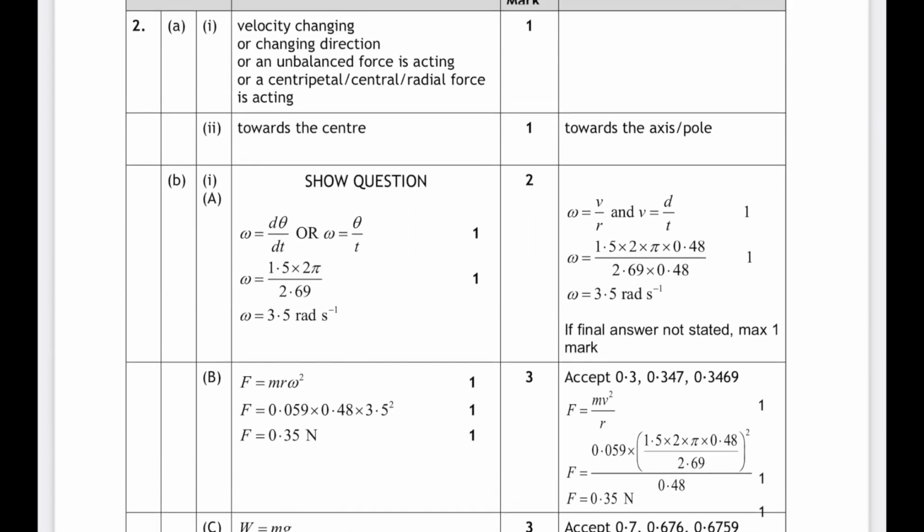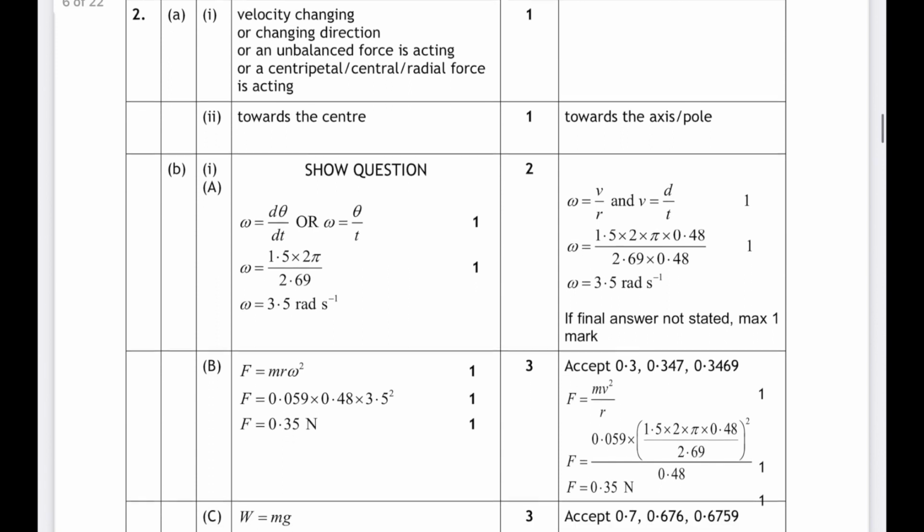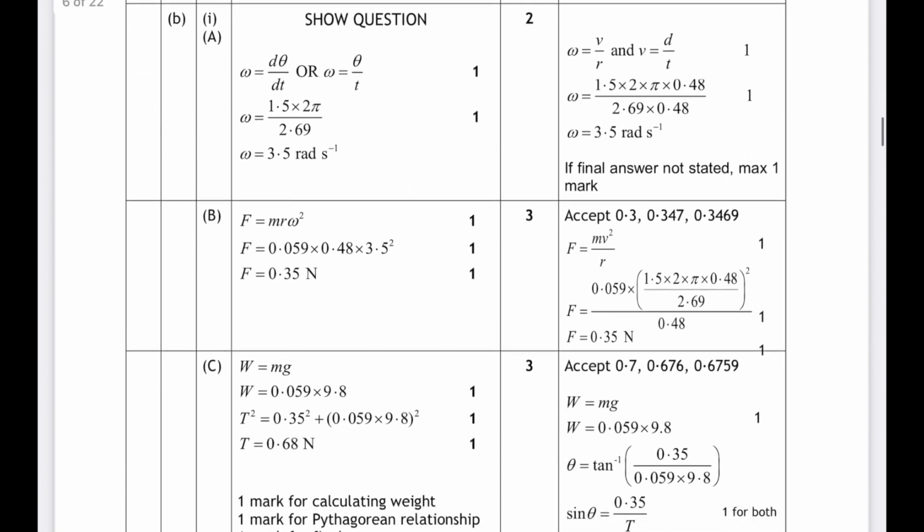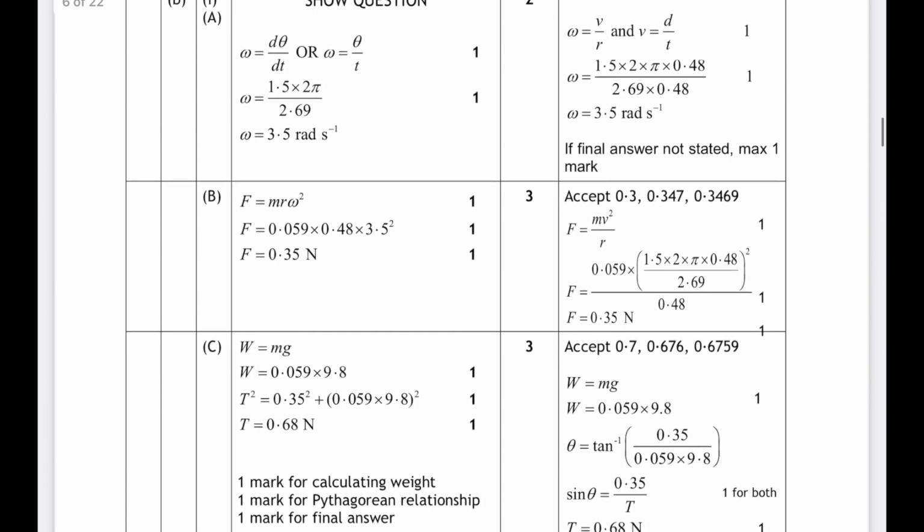There's the marks. 1 mark for showing an appropriate relationship. 1 mark for the substitution explicitly with the 1.5 times 2 pi. And don't forget to give the final answer exactly as it's stated in the question.